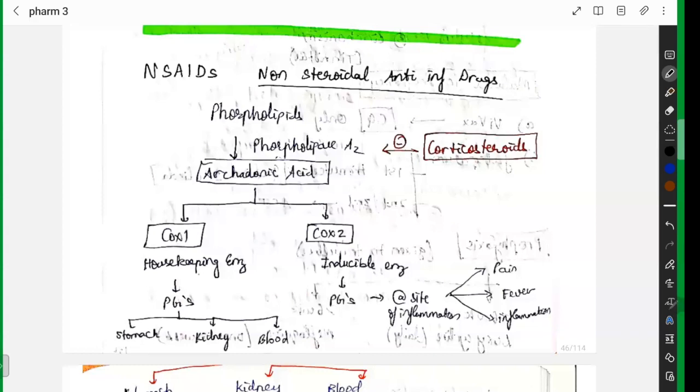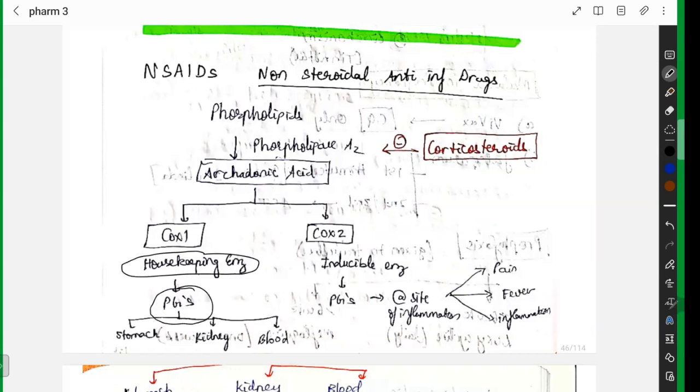Okay, this arachidonic acid is going to go to two pathways. One is your COX, and one is your LOX. This COX is divided into COX1 and COX2, and LOX is the other one. Now we are concerned only with COX1 and COX2. Remember, COX1 is called your housekeeping enzyme. They are going to convert arachidonic acid into prostaglandins.